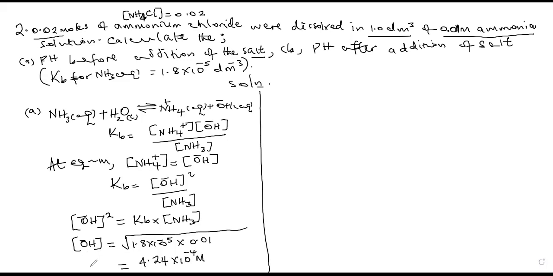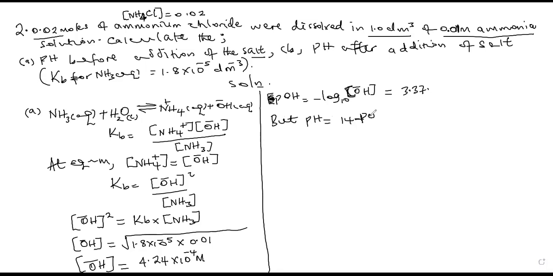But with hydroxide concentration, we can get the pOH. So the pOH is equal to negative logarithm to the base 10 of the hydroxide concentration. And this one will give us 3.37. That is the pOH. But they needed a pH. We've seen that pH equals 14 minus pOH, so it will be 14 minus 3.37, which comes to 10.63. So that is the pH before addition of a base, or rather of a solute.